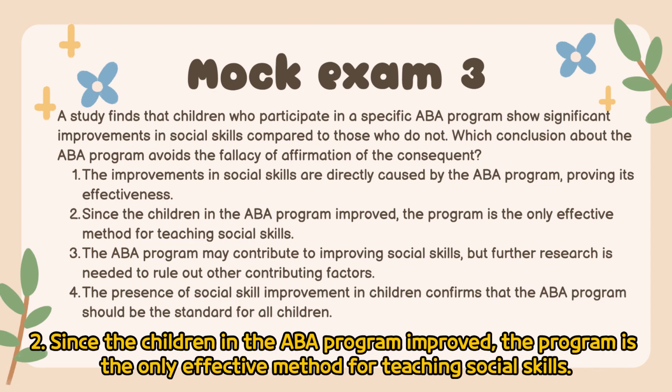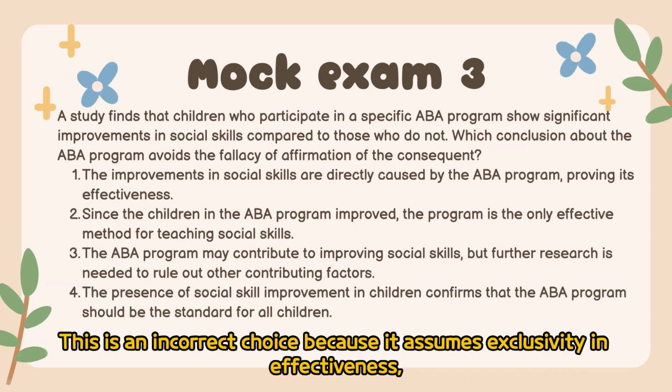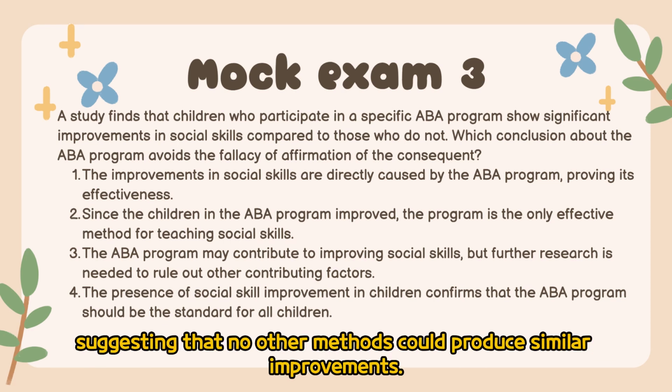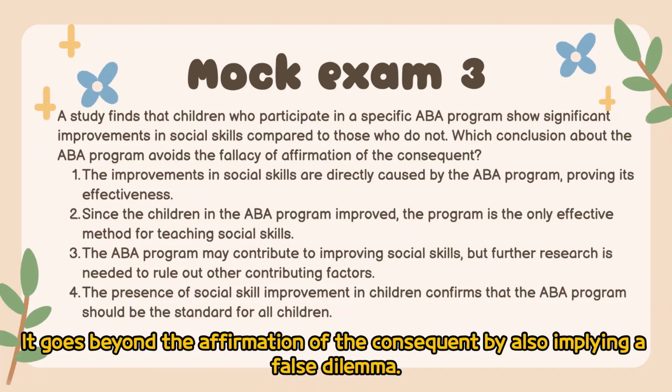2. Since the children in the ABA program improved, the program is the only effective method for teaching social skills. This is an incorrect choice because it assumes exclusivity in effectiveness, suggesting that no other methods could produce similar improvements. It goes beyond the affirmation of the consequent by also implying a false dilemma.